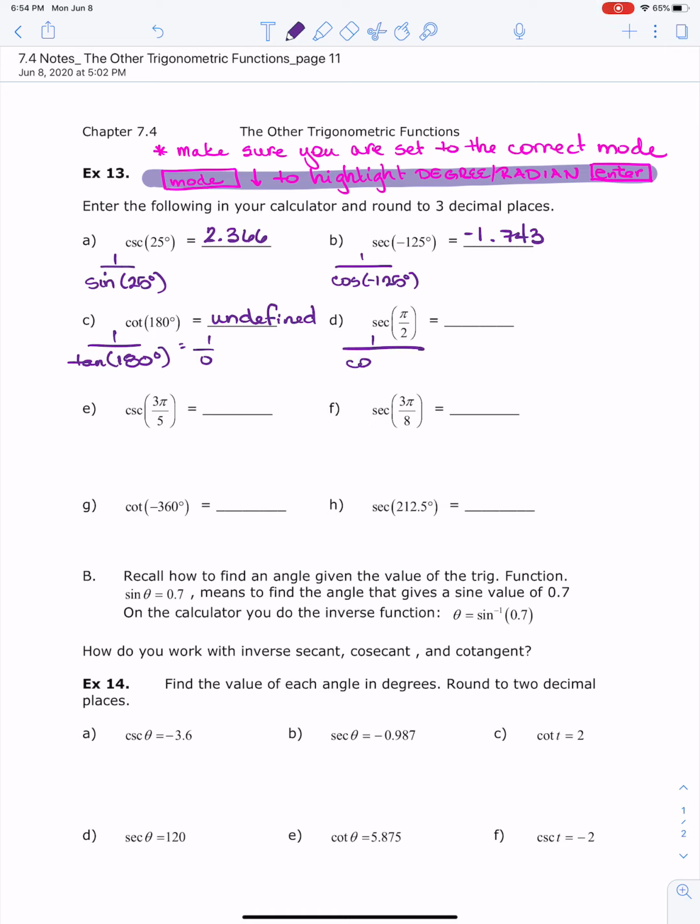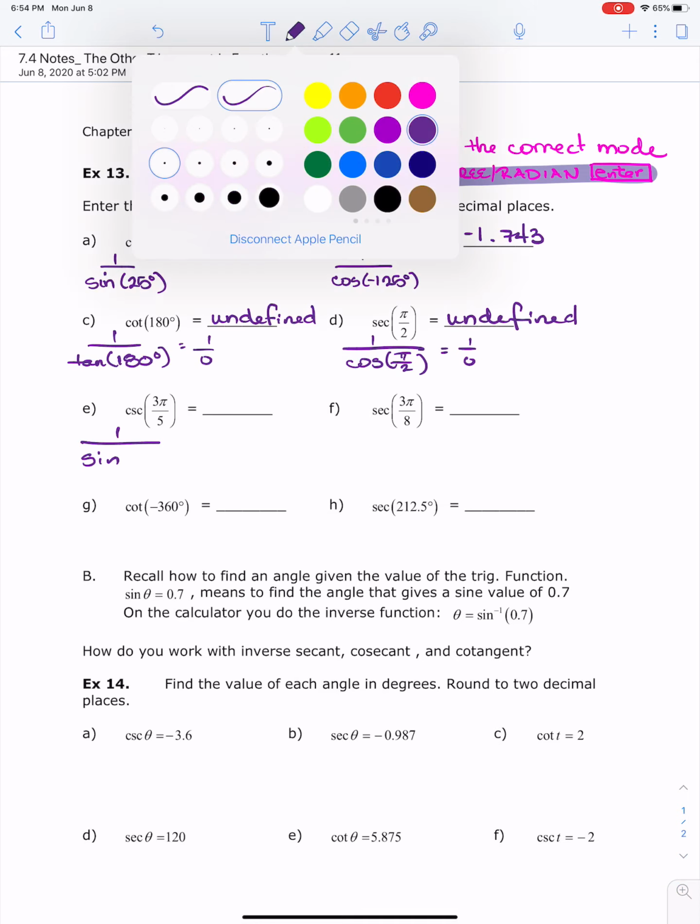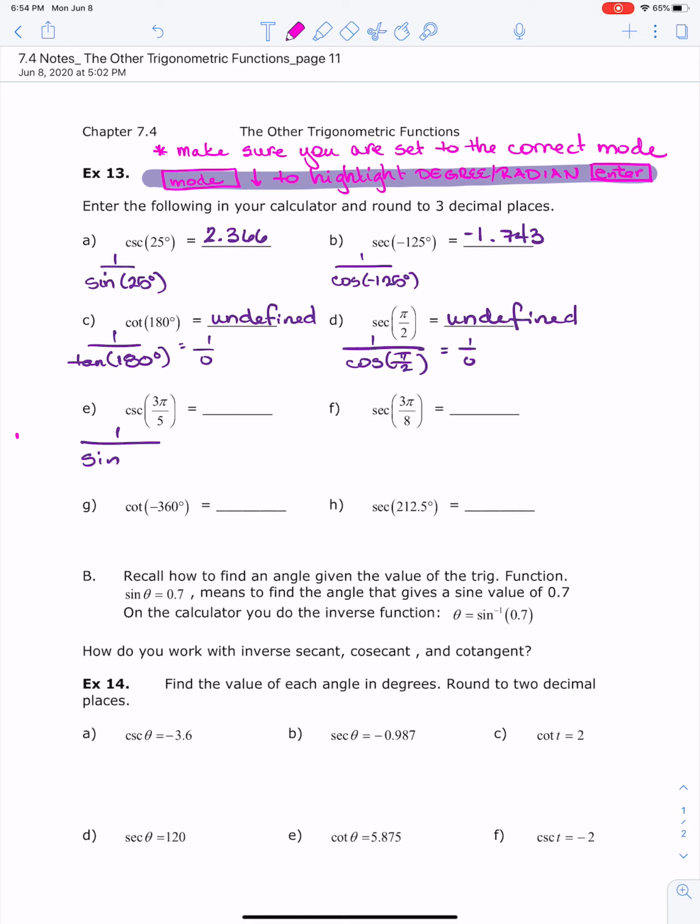Secant, 1 over cosine. Same thing, cosine of pi over 2 is 0. So this one is also undefined. Cosecant, 1 over sine. You need to make sure that your calculator is changed to radians. This 3 pi over 5, that's in radians. So if you have not done that yet, make sure you change this to radians. We get 1 over the sine of 3 pi over 5. Make sure you close that parenthesis. We're getting the right numbers. We get 1.051.